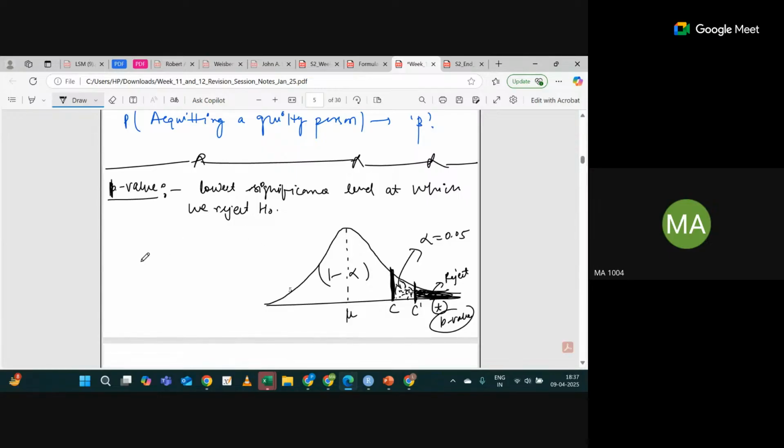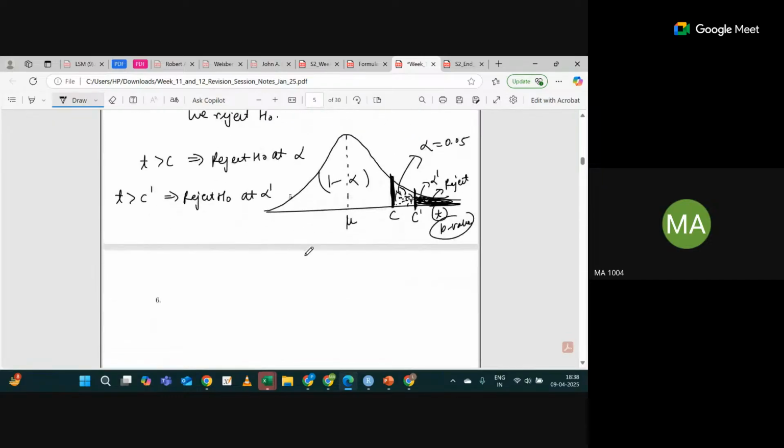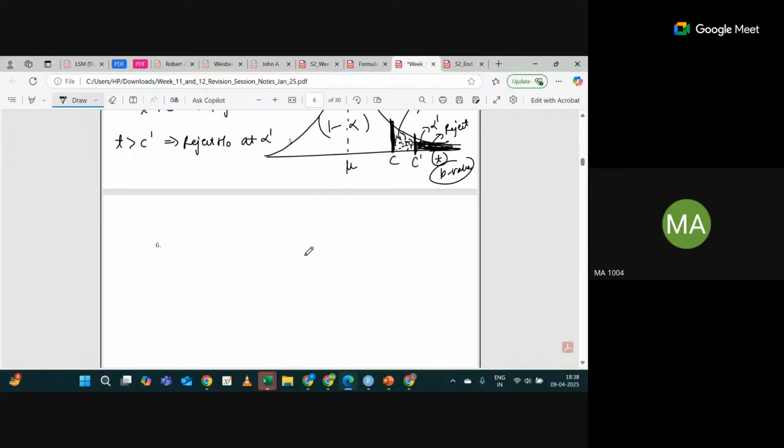If t is greater than c, then usually I will reject h naught at alpha, correct? Suppose after c dash this is alpha dash. This alpha dash is nothing but the lowest significance level. So if t is greater than c dash, then also I will reject h naught at the lowest significance level, which is called alpha dash. So this is just the p value. This will give you the lowest significance level. We'll solve some questions related to this, maybe that will give you the idea.